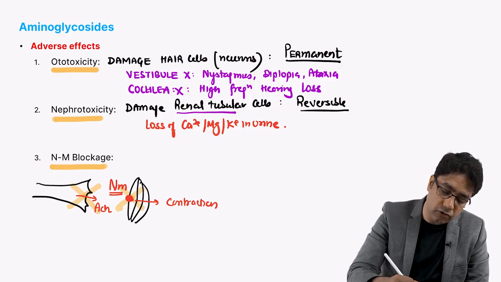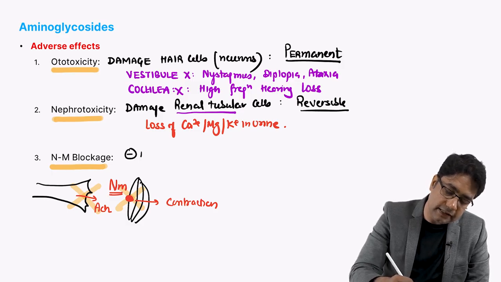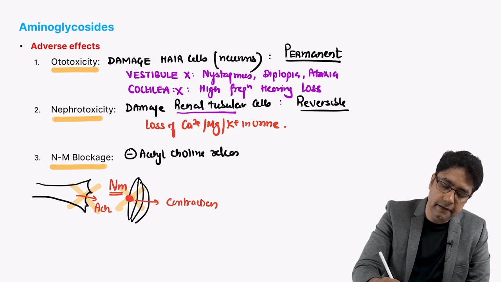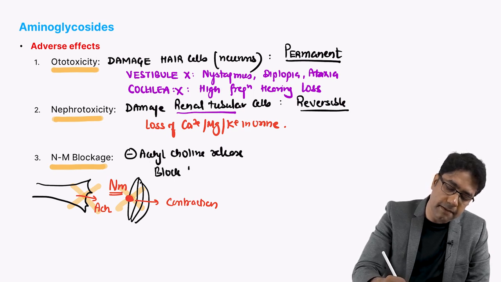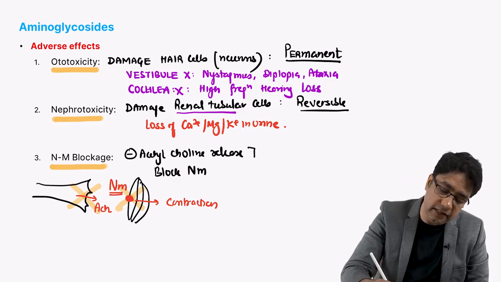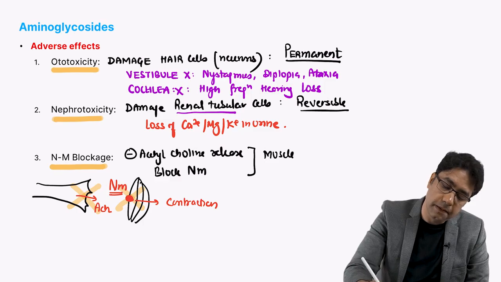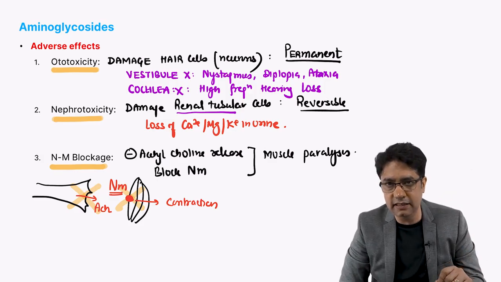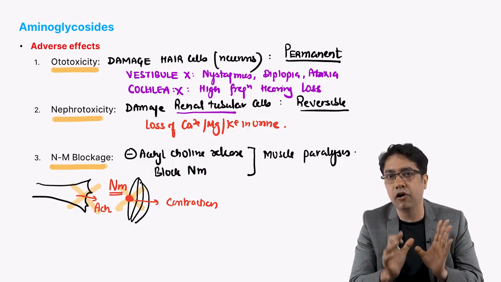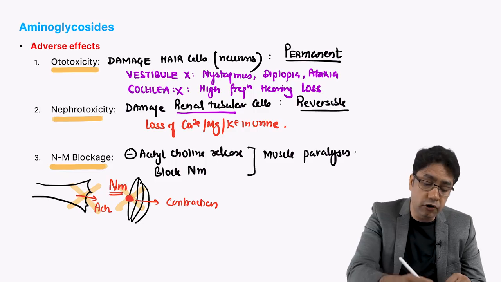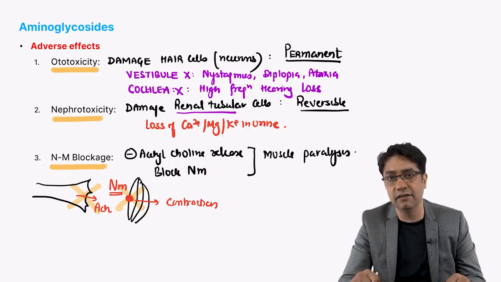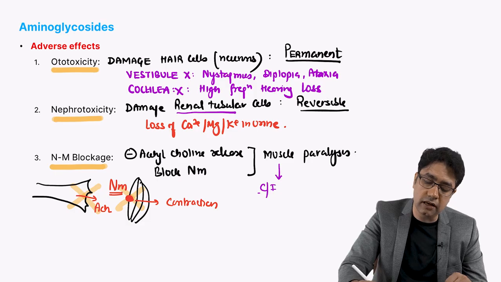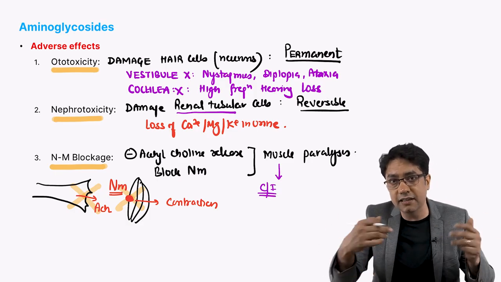So how do they cause neuromuscular blockage? They inhibit acetylcholine release, and they also block the NM receptor on muscle. Because of this reason, the patient will suffer from muscle paralysis or muscle weakness. Now, can you recall any disease in which antibodies block the NM receptor? Yes, that autoimmune disease is myasthenia gravis. So in myasthenia gravis, NM receptors are already blocked. Don't you think if you give aminoglycoside, it will aggravate this condition?